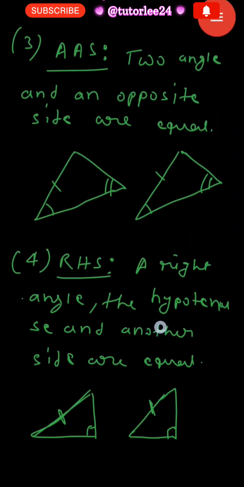It means in any right angle triangle, if the hypotenuse and one of the other sides are equal, then they are said to be congruent according to RHS congruency, right hand side congruency. So RHS means a right angle, the hypotenuse and another side are equal. So this is all about the basic concepts that we discussed related to congruency.